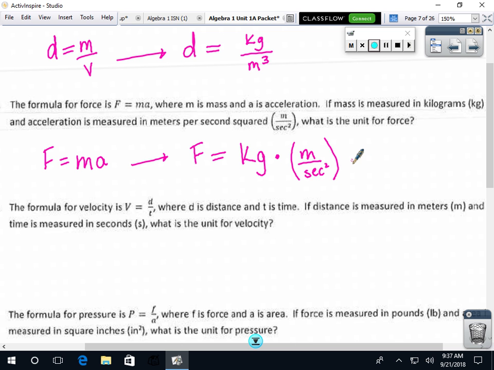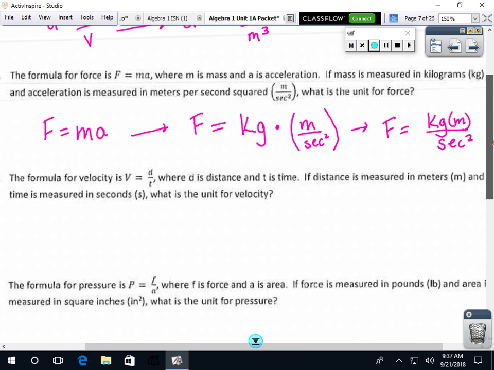And then you may actually see them simplify that once more. Instead of keeping it like that, remember with fractions, multiply the numerators, multiply the denominators. Well, the numerators are kilograms and meters, so it would be just kg times m. And then the denominator is just second squared. So they may just go ahead and combine it like that. All right, the next one.